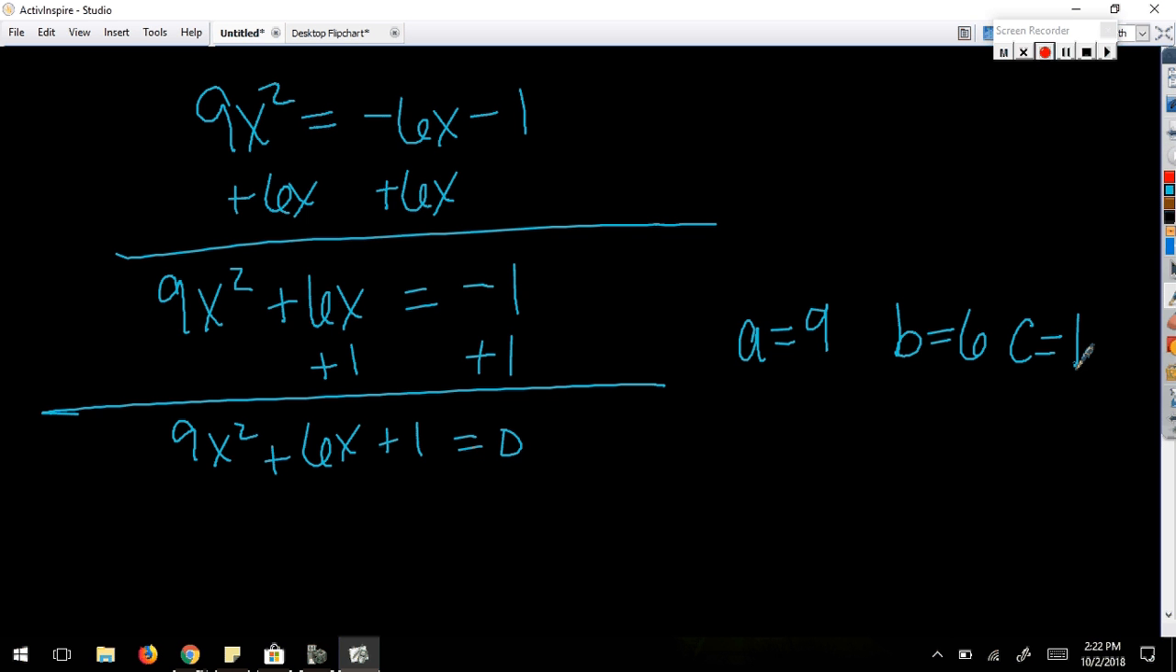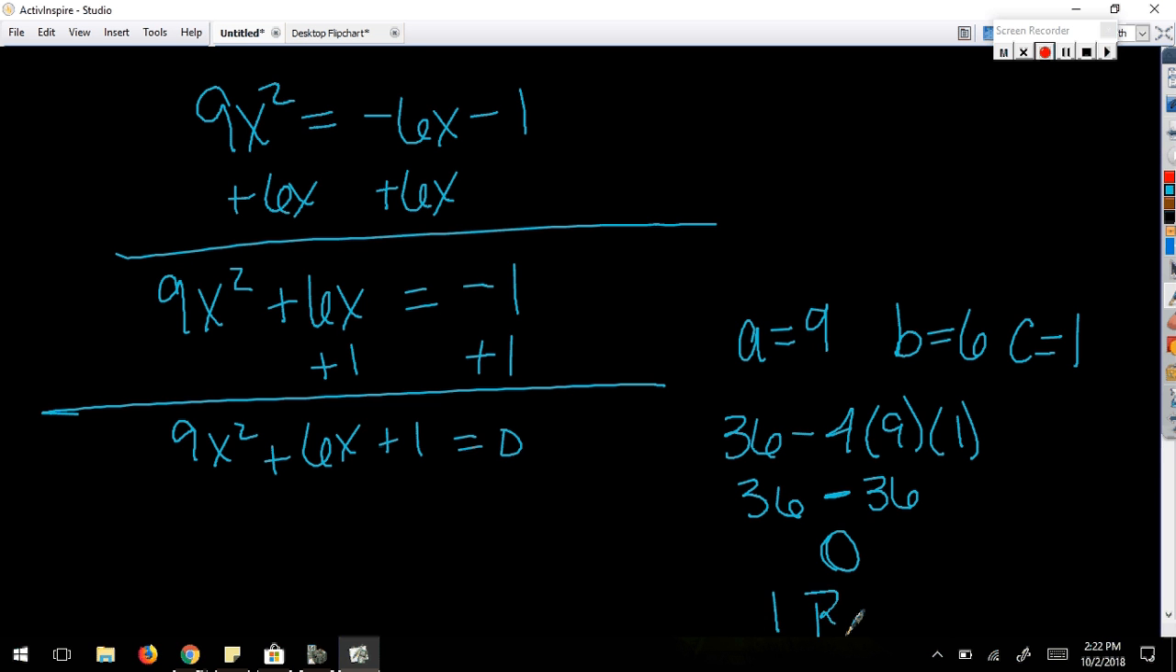B squared, what do you get? 36 minus 4 times what's A? Times C? What's 4 times 9 times 1? What's 36 minus 36? 0. How many solutions and what kind? 1. 1 what kind? Real. Oh, real.